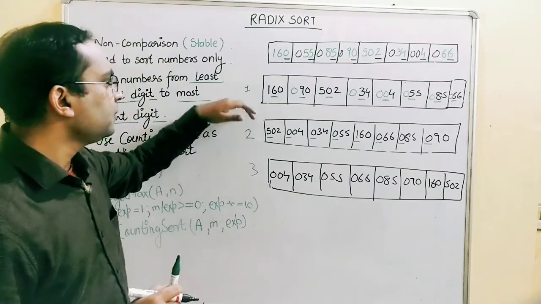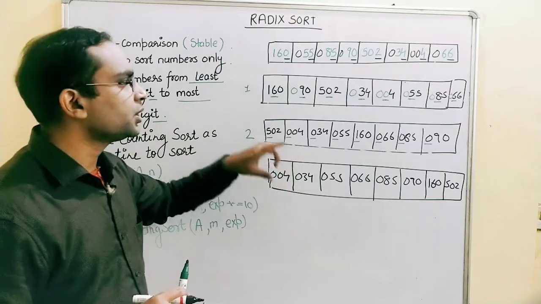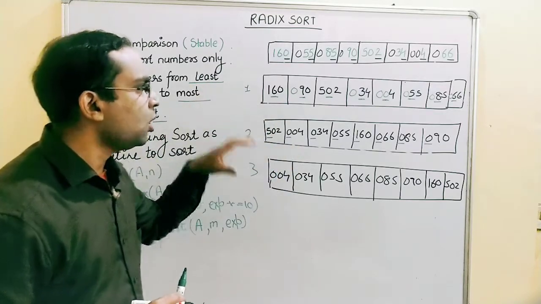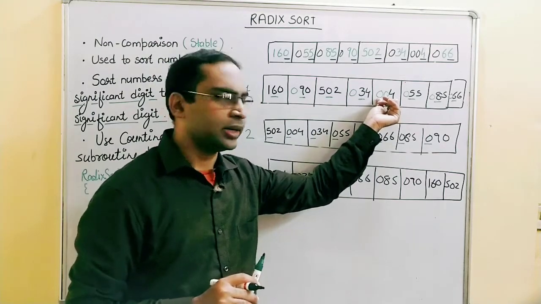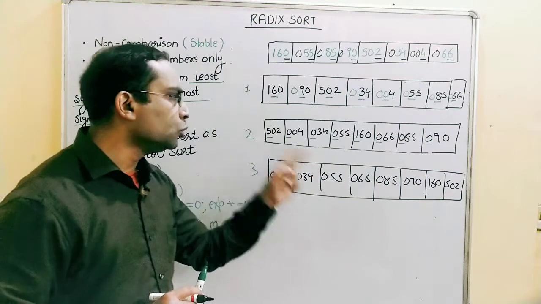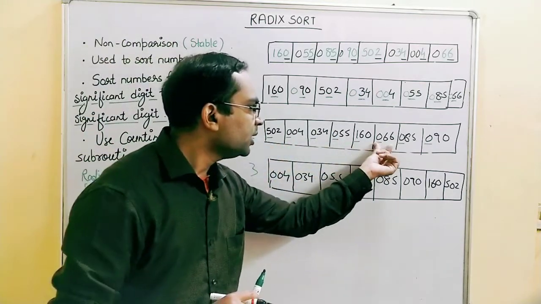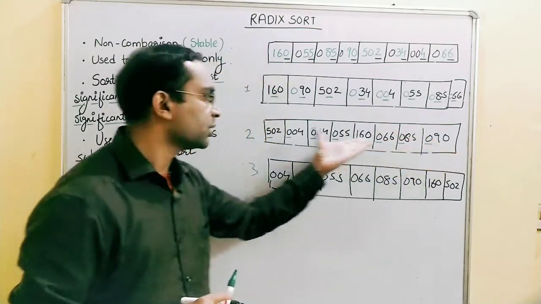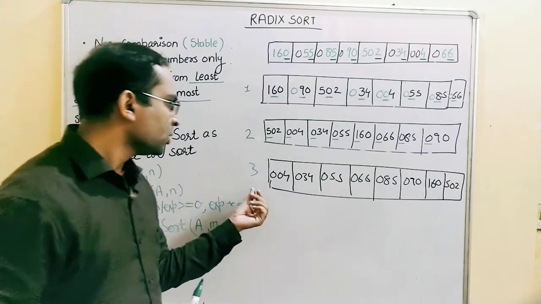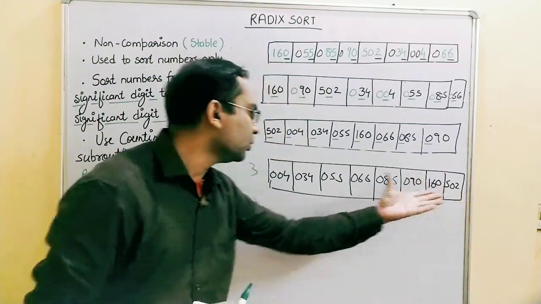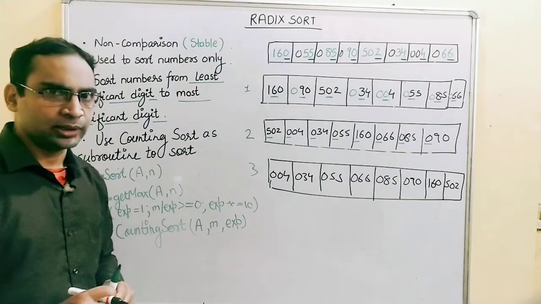If you see, after the first pass, we already have single digit numbers in their places, in ascending order. We can see this is the only single digit number, 004, that is sorted. And after the second pass, we have all 2-digit numbers already sorted. This is 34, then 55, then 66, then 85, and then 90. So this is already sorted. And after the third pass, we have all the 3-digit numbers sorted. So we have 160 and 502. So after 3 passes, this array is completely sorted.